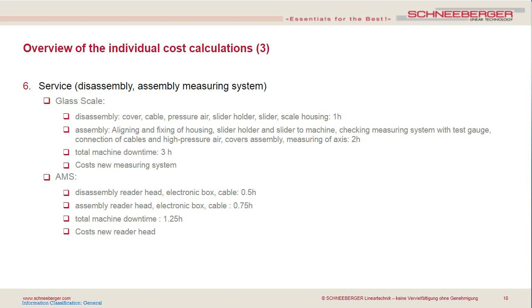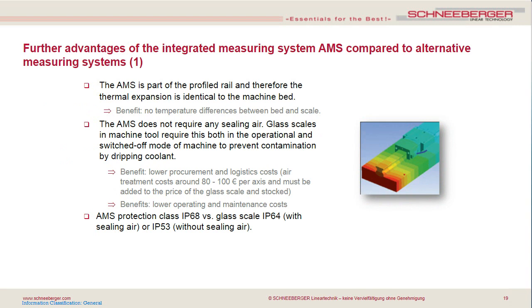Further advantages of the integrated measuring system, AMS, compared to alternative measuring systems. The AMS is part of the profile rail and therefore the thermal expansion is identical to the machine bed. Benefit: no temperature differences between bed and scale.